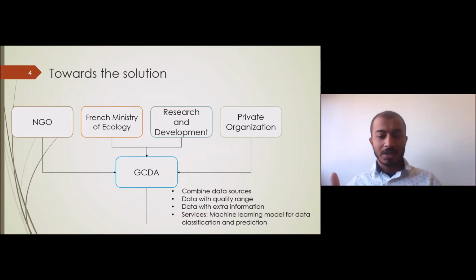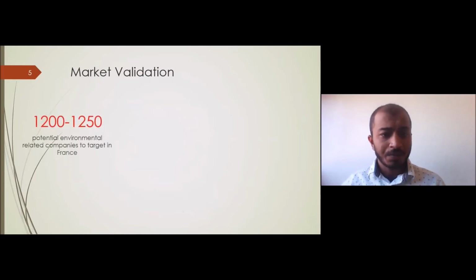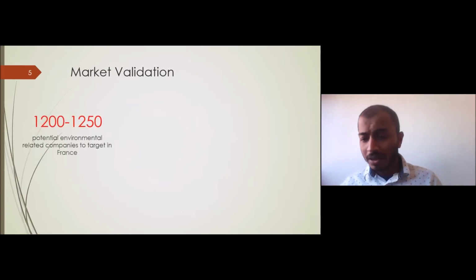So as you see in this picture, our web application has multiple features in addition to just being a collaborative platform. It gives additional features, such as machine learning, where we can model the data for classification and prediction depending on the customer's choices and requirements.